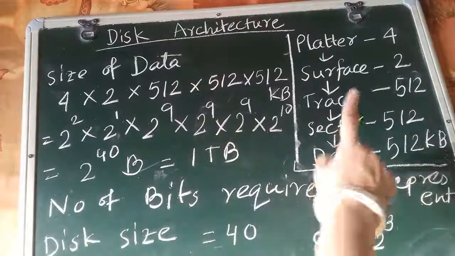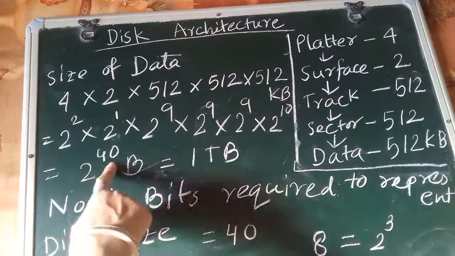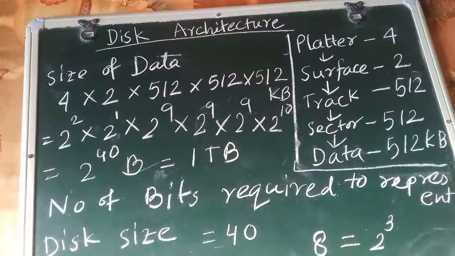So what we need to do is take this value and calculate the power of 2. That only will be the number of bits required to represent the disk size.